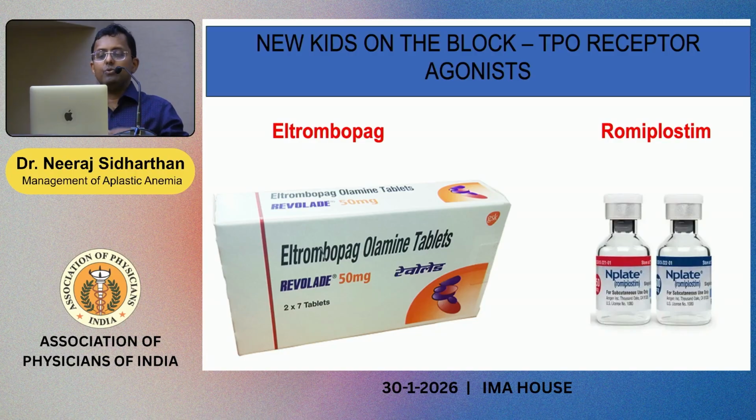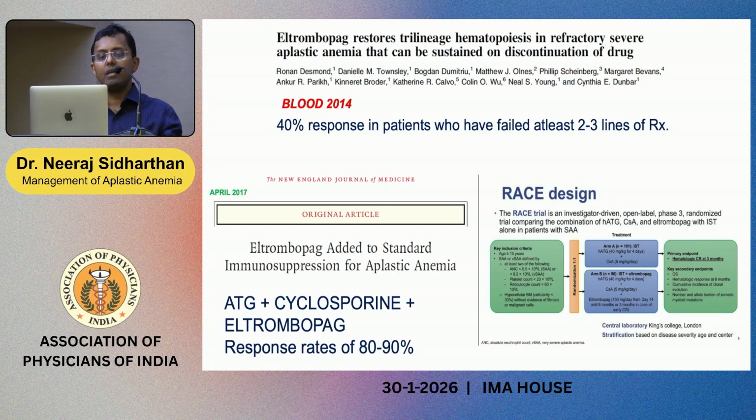So these are the new treatments, that is eltrombopag and romiplostim. These are the thrombopoietin receptor agonists, and a lot of new studies have come. This is an NEJM paper.